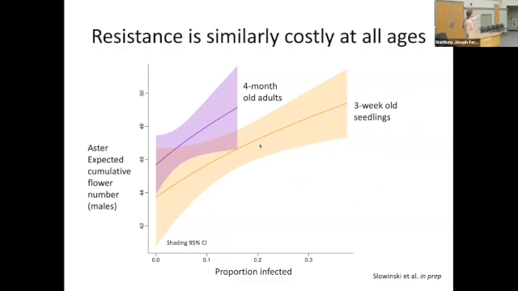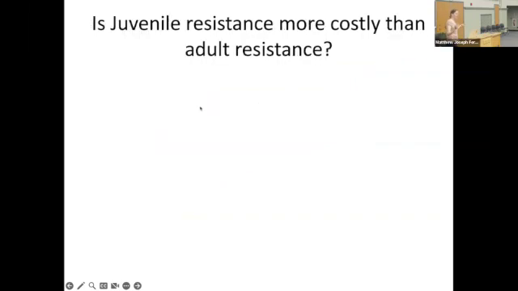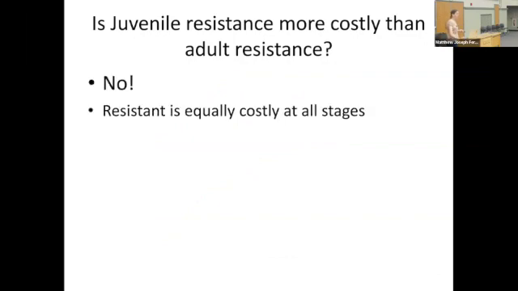So again, here's proportion infected along the x-axis, and this is the Aster expected cumulative flower number. But one of the things that you can find is that resistance is actually similarly costly in both adults and seedlings. So the slopes are not significantly different. So resistance is costly at both stages, but similarly so. So the answer to our question, is juvenile resistance more costly than adult resistance? No, they're equally costly at all stages.